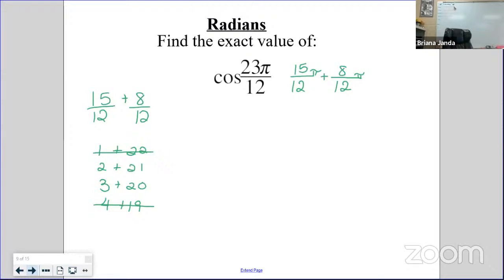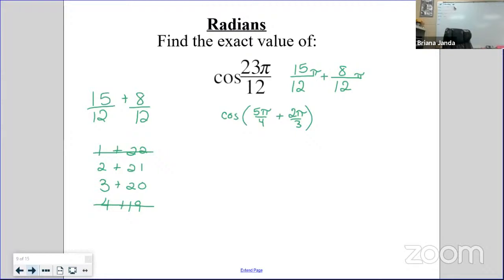Okay? So now my next step is just simplify those fractions before we go pick our formula. 15 and 12 are both divisible by 3, and we get 5 pi over 4. 8 and 12 are both divisible by 4, and we get 2 pi over 3. Slow down on the simplifying part of it, okay? Sometimes that can catch us off a little bit.